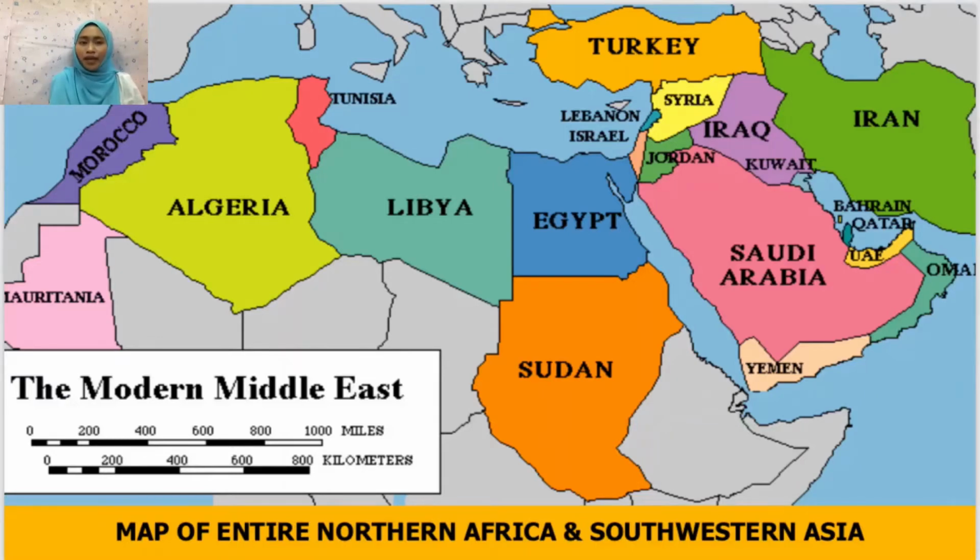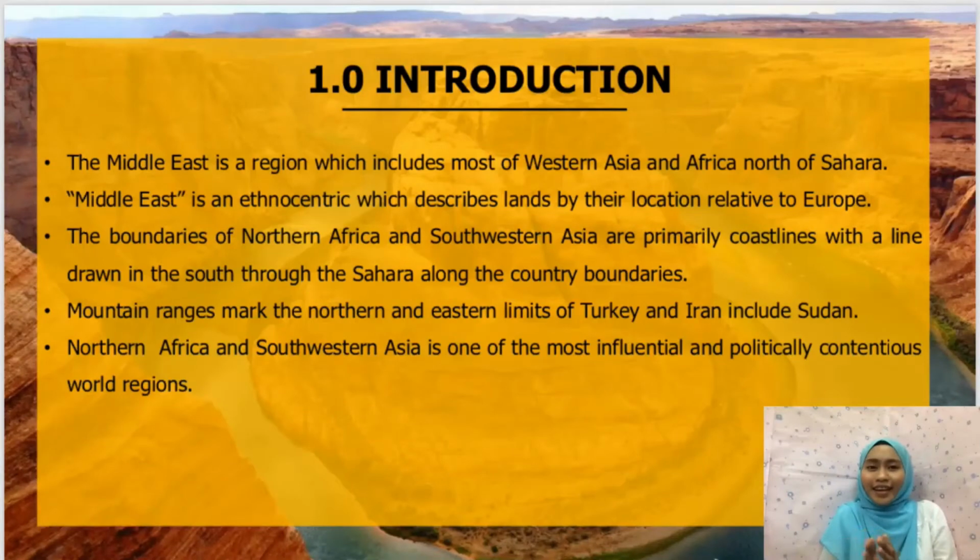Yemen, and many more. The boundaries of Northern Africa and Southwestern Asia are primarily coastline, with the line drawn in the south through Sahara along country boundaries. Mountain ranges mark the northern and eastern limits of Turkey and Iran. Sudan is included in the region because of its strong link with Egypt along the Nile River Valley. This world region incorporates north of Sahara and the Middle East.